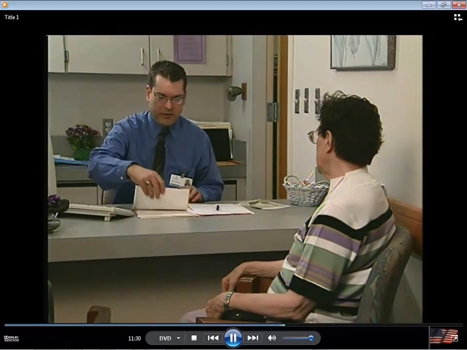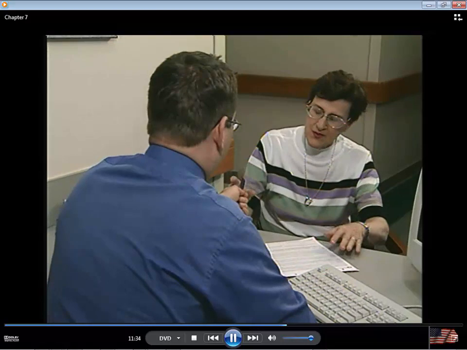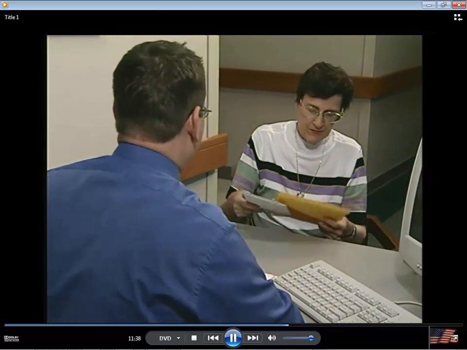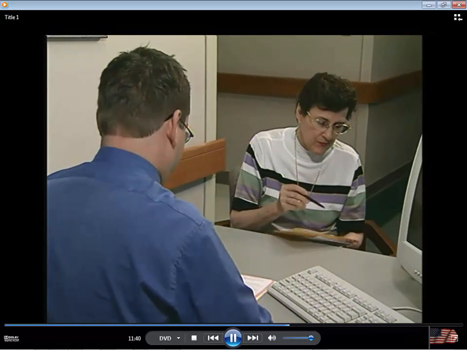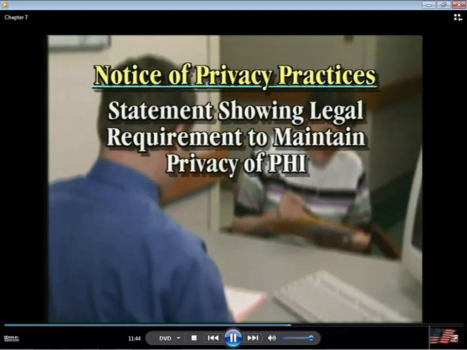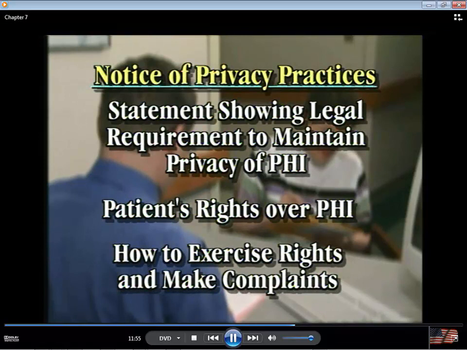Basically, the privacy rule asks healthcare providers to give patients a Miranda, a reading of their rights, in written form. It's called Notice of Privacy Practices, and it outlines your facility's privacy practices. The notice includes a statement that your facility is required by law to maintain the privacy of patient PHI and lists patients' rights over their own PHI. The notice also states how patients can exercise their rights and make complaints.